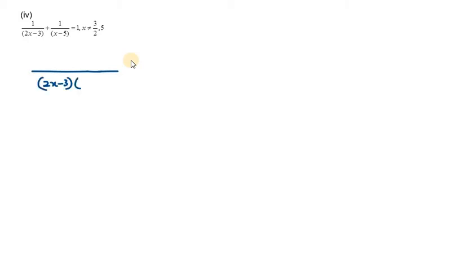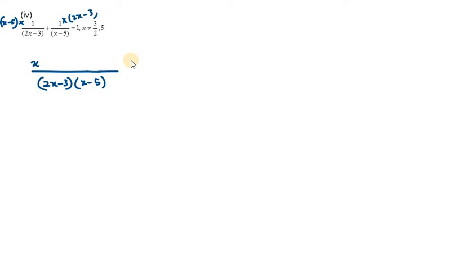Let's move on to the fourth part. The fourth part is an equation here, but we need to solve this first so that we can have a quadratic equation out of it. So what you need to do is take the LCM of this. So LCM of both the denominators will be 2x minus 3 into x minus 5 at the bottom. So you need to multiply the first term with x minus 5 and the second term with 2x minus 3.